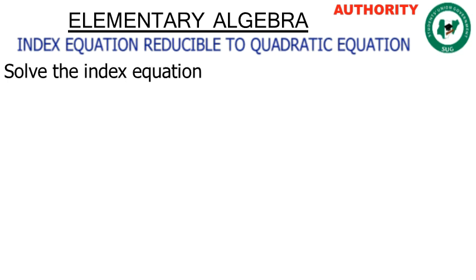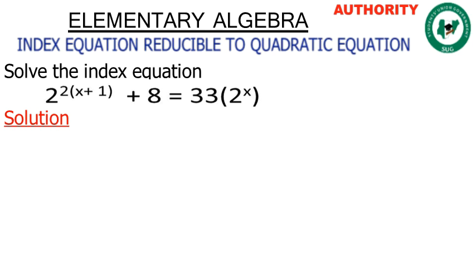Number 4. Solve the index equation: 2 raised to power 2(x + 1), plus 8 is equal to 33(2 raised to power x). Okay? So this is what we are being asked to solve. Now let's see how it's going to be.